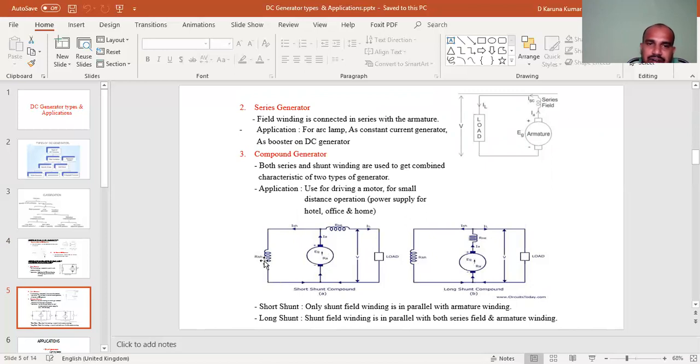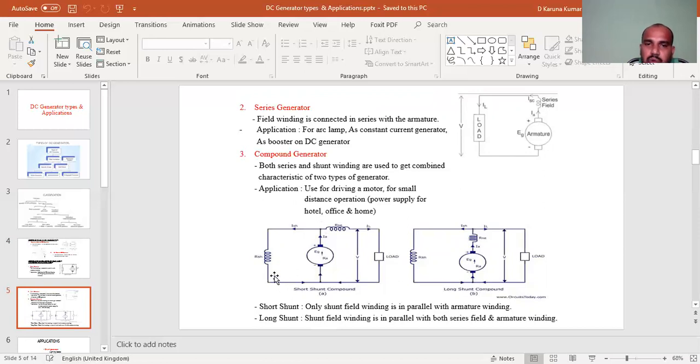Short shunt means the shunt field winding is across only the armature winding. That is called a short shunt compound generator. Long shunt compound generator means the shunt winding is connected across both the armature winding and the series field winding. Both series and shunt windings are used. The applications of short shunt and long shunt are driving motors, small distance operations, and power supplies for hotels, offices and homes.